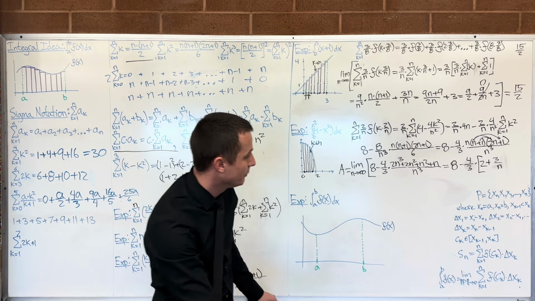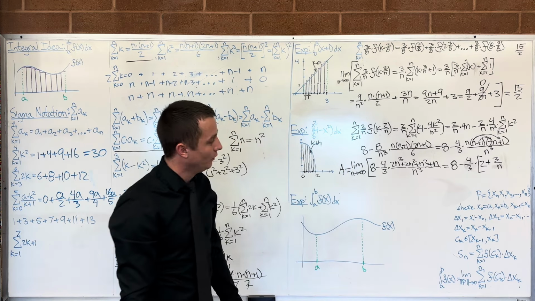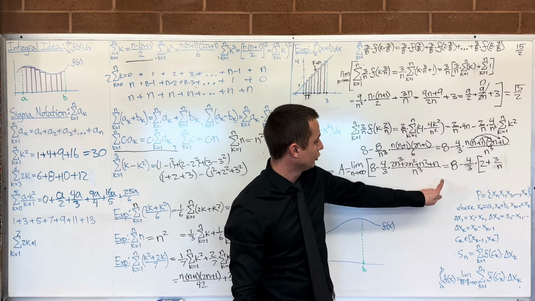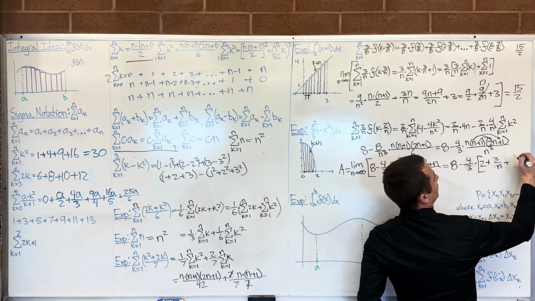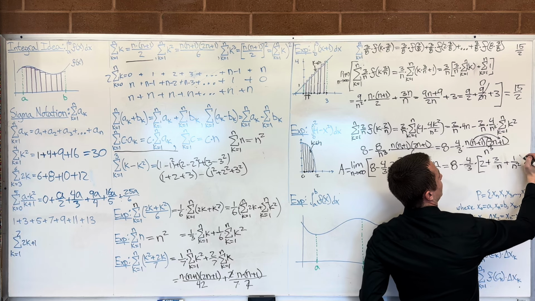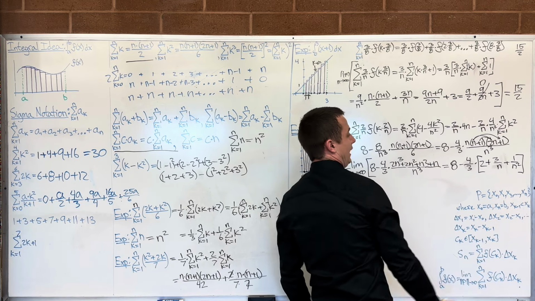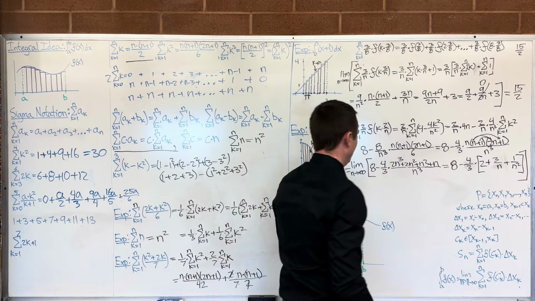Would have been much better, but we didn't do that. So, messy algebra. We accounted for those two terms. Now we got n over n cubed, which is the same thing as 1 over n squared. You see it? Okay, now let's calculate our limit of this whole thing.